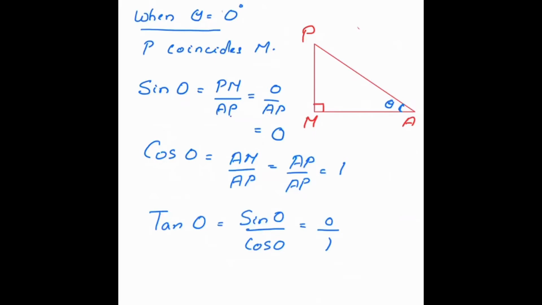Cos 0 is 1. That is AM, the adjacent side, by hypotenuse. Because AM and AP are going to coincide, they will be the same. That is AP by AP, equal to 1. And tan 0 will be, because it is sine by cos, 0 by 1, which is 0.